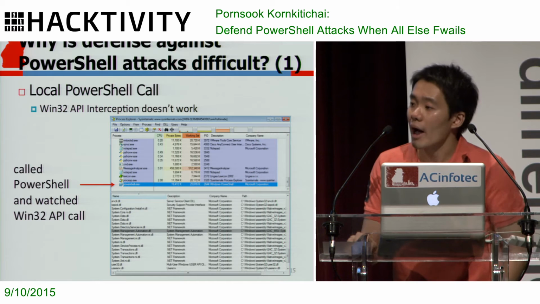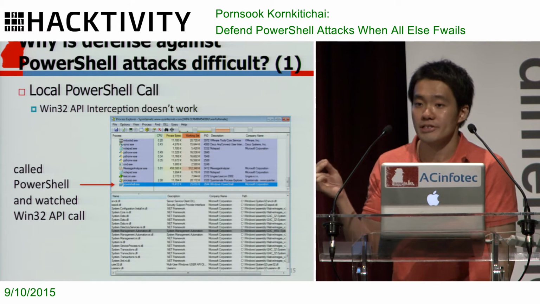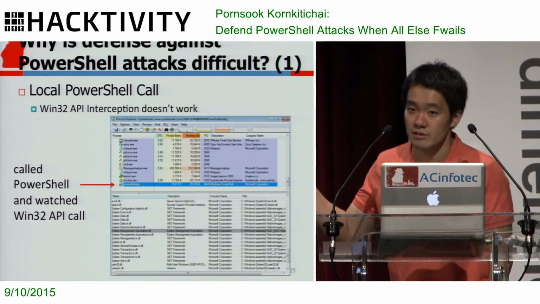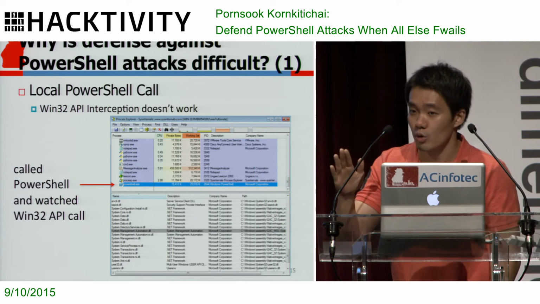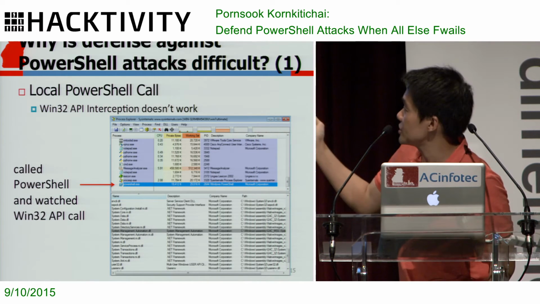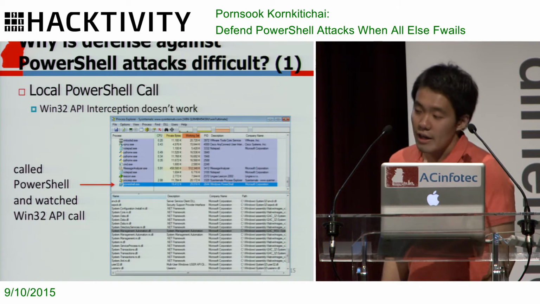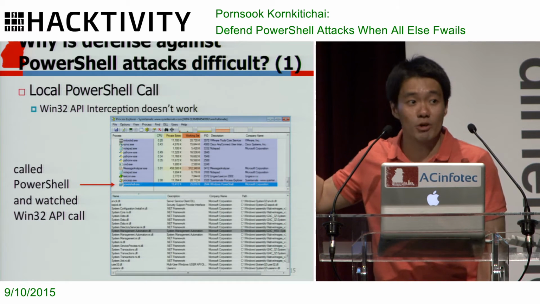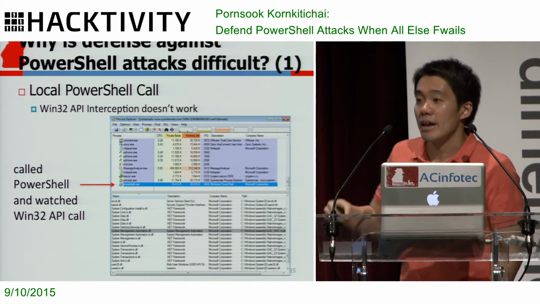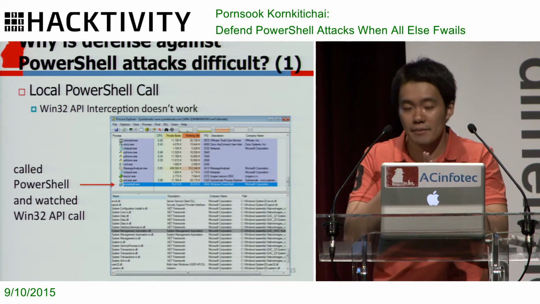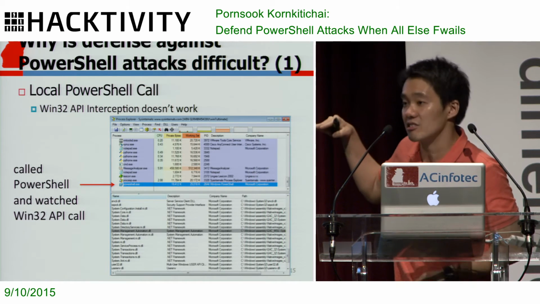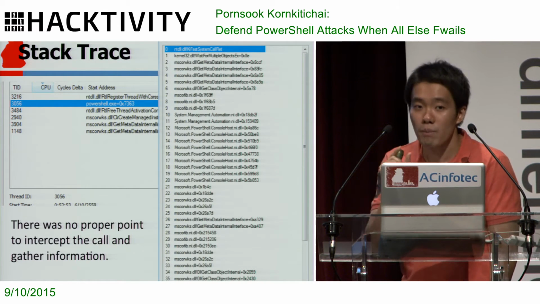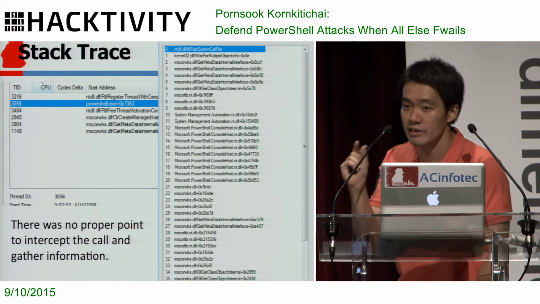Some of you might think, why don't we do some hooking or just intercept Win32 API functions? I did it, but it's quite difficult. Let's see the screenshot above. If you call local PowerShell, there will be a PowerShell.exe process spawned here. And if you monitor the stack trace here, you will see that there is no proper point to do some hooking or interception.